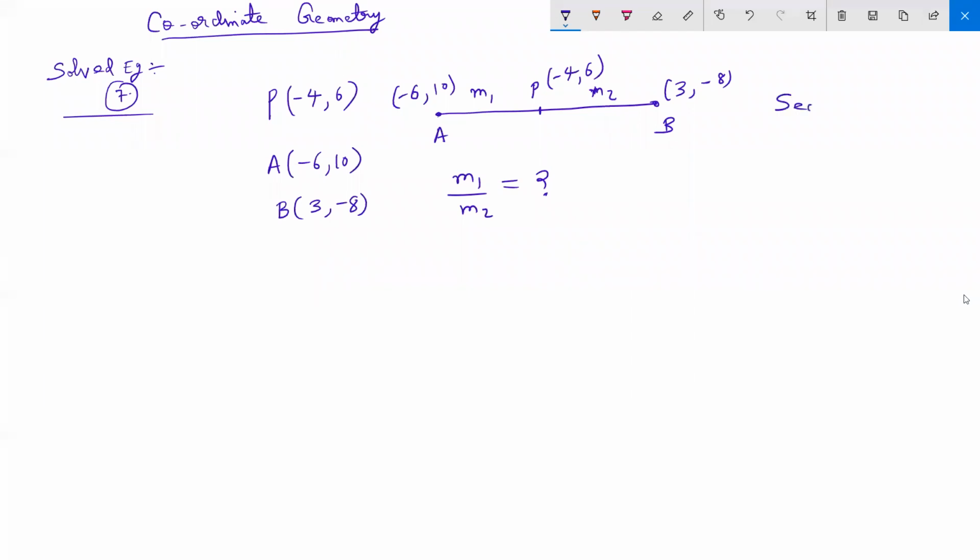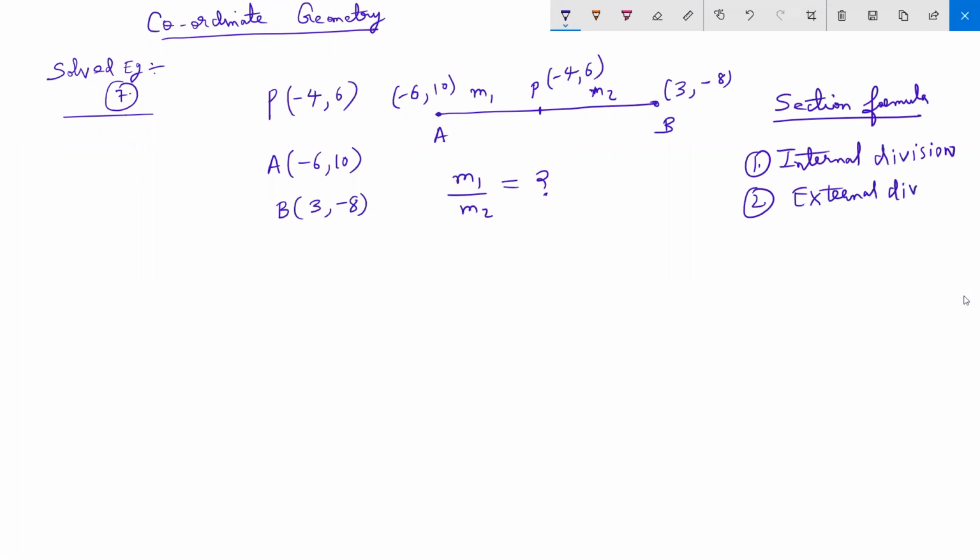But you must also know that this is a section formula. We have proved that formula now. That formula is for internal division, but it is a section formula only. In the section formula, there are two types: first is the internal division, and second is the external division. Both of these correspond to the section formula only. Now here, we will apply the internal division formula.